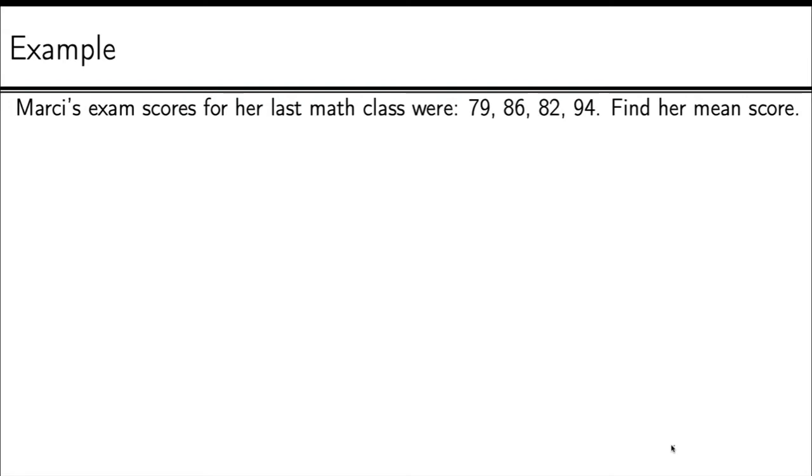Marcy's exam scores for her last math class were 79, 86, 82, and 94, and we want to find her mean score. And so we're going to take our scores and add them together. 79 plus 86 plus 82 plus 94. And then we divide by how many numbers there were, and there were 4 numbers there. Okay, and we enter, and we would like to get a decimal, so if your calculator gives you a fraction, go ahead and get a decimal out of that. And our mean then is 85.25.